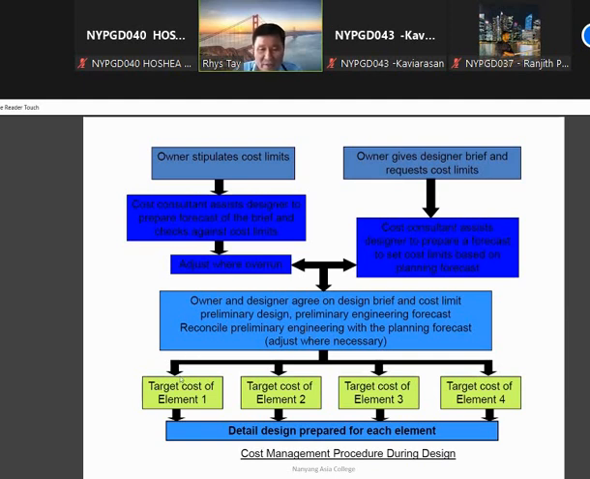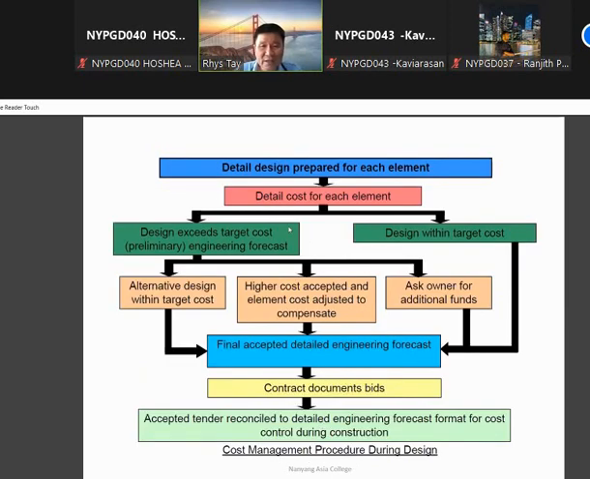Then they come up with each cost. For example, material cost, manpower cost, etc. Then you group together the design of each element. Then how much does it cost? So this is during the design phase. All right. So you look at the next one, which is to prepare for each element. That means, for example, construction, manpower need, engineering forecast. They can come up with all these things, right?